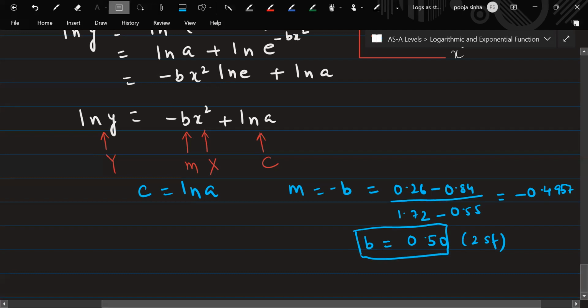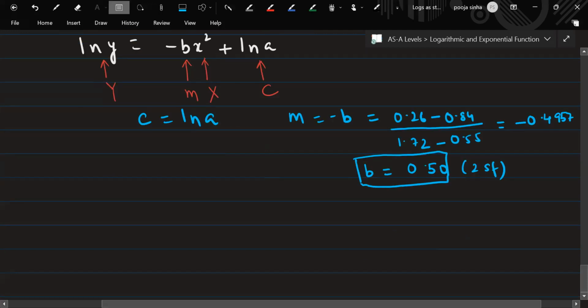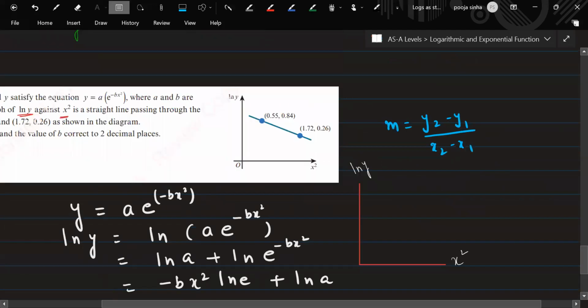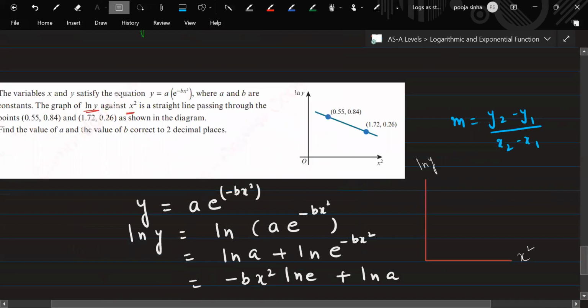Now, how will we know it's two significant figures or three? It's a question that is asked. Now, out of this entire line, we know 2 points, right? I know 0.55 and 1.72, 2 points are known to me. Uska x and y coordinate pata hai, iska bhi x and y coordinate pata hai, right?